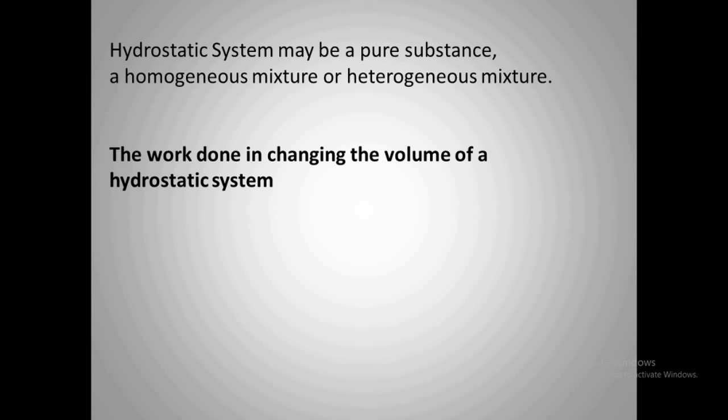So we have already talked about the hydrostatic system and work. So what is the work done in changing the volume of a system? That is covered in the next video.